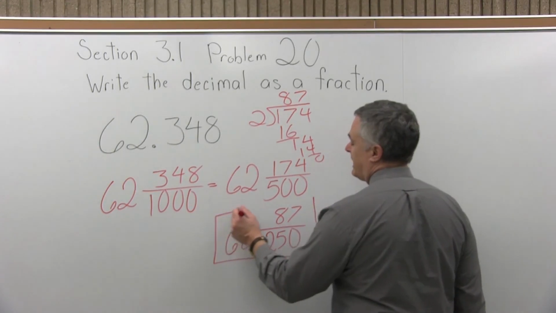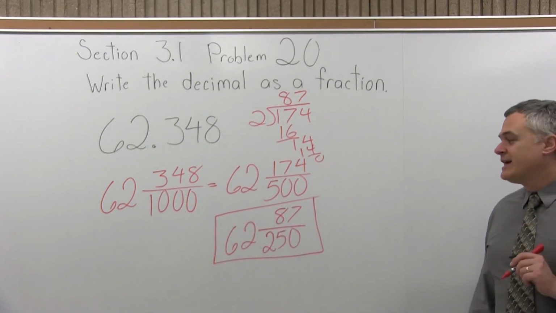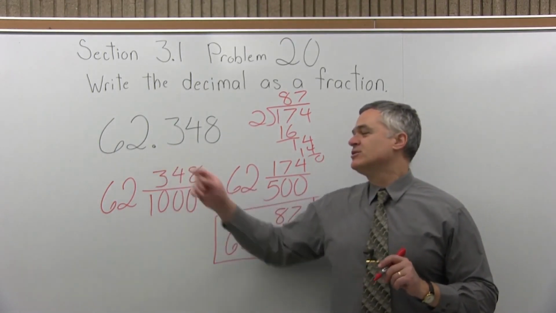I have 62 and 87 over 250. That's the fraction equivalent of 62.348.